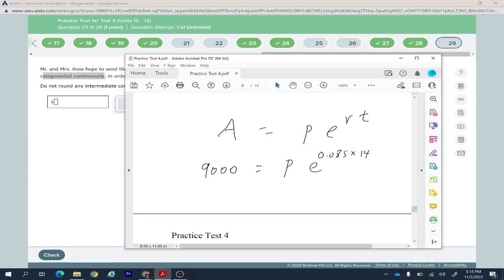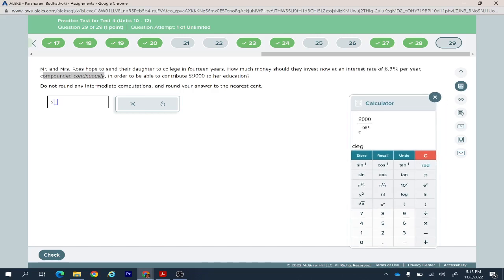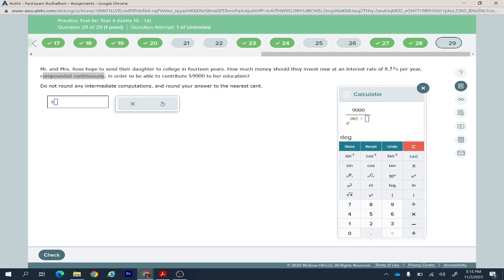For finding the P, just do this calculation and divide this 9,000 by this number, which is e to the power 0.085 times 14. Use the very same calculator. This time you have to divide 9,000 by e to the power 0.085 times 14, and that will give you the amount of money.